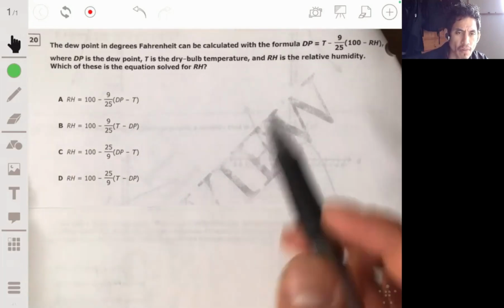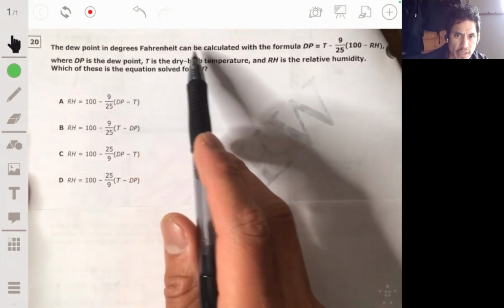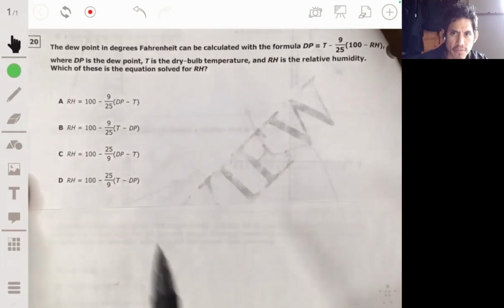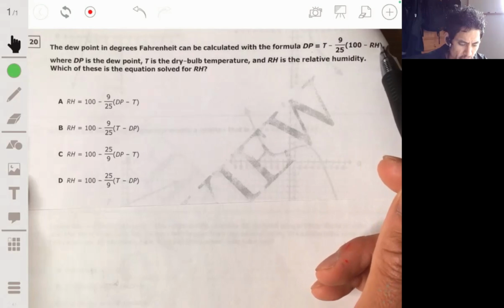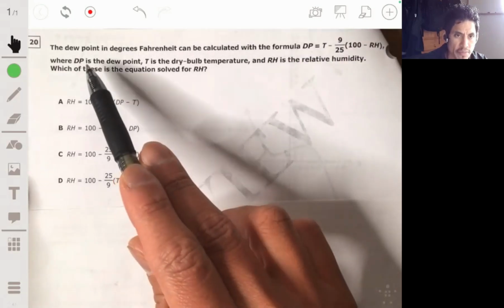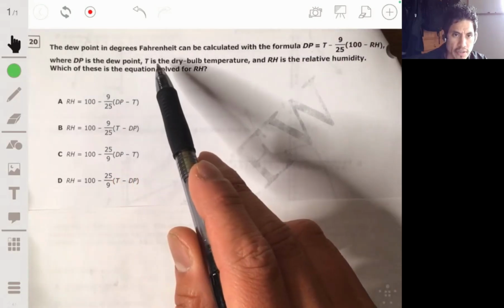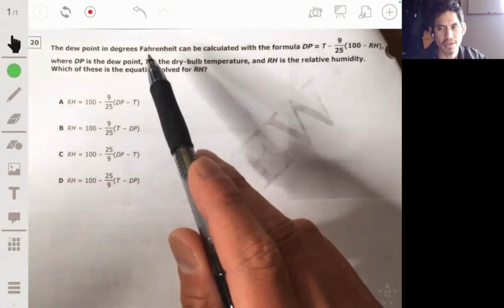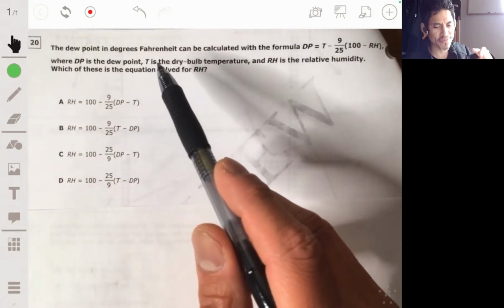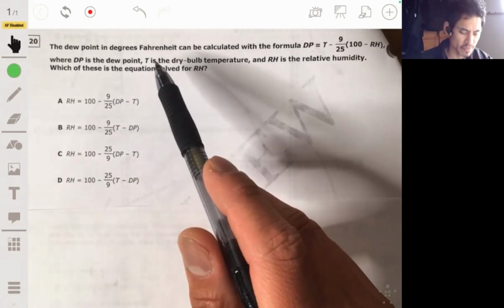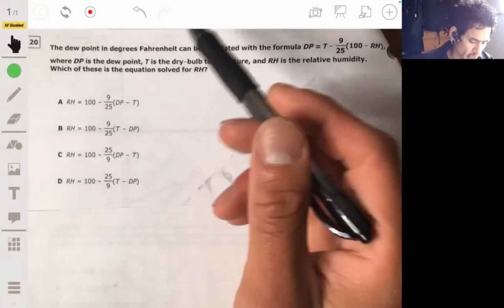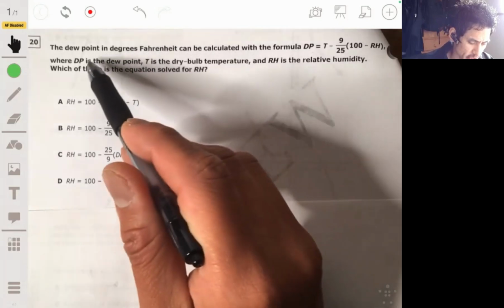Okay, so the dew point in degrees Fahrenheit can be calculated with the formula dP equals T minus 9/25 times 100 minus RH, where dP is the dew point. I don't know what dew point is. It's something with plants, or I don't know, agriculture. So I apologize, but hopefully that is unnecessary. Well, it's not. dP is a dew point.